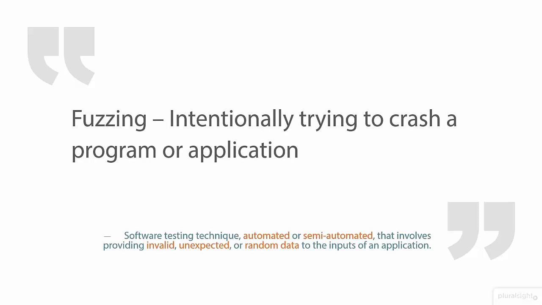So fuzzing is intentionally trying to crash a program or an application. Basically, we just throw a long string of random or kind of nonsense data, and it's typically used in the context of a software testing technique. It's automated, or it can be semi-automated, because we're throwing lots of different strings, lots of different combinations, could be hundreds or thousands or tens of thousands of combinations, and it involves providing invalid or unexpected or random data into the inputs of an application. Again, whether it's a web form or an actual standalone application, by putting in random data over and over again, various iterations, until we find something that crashes the application.